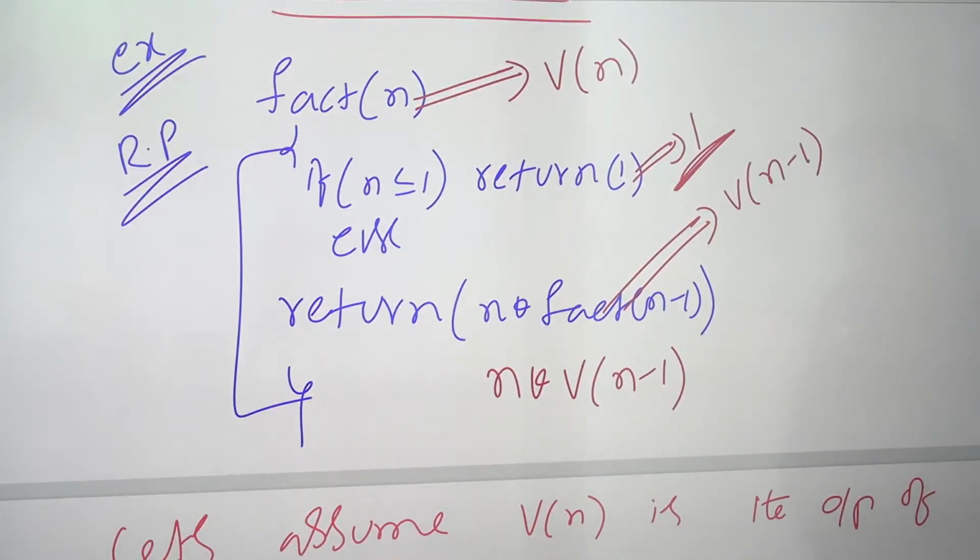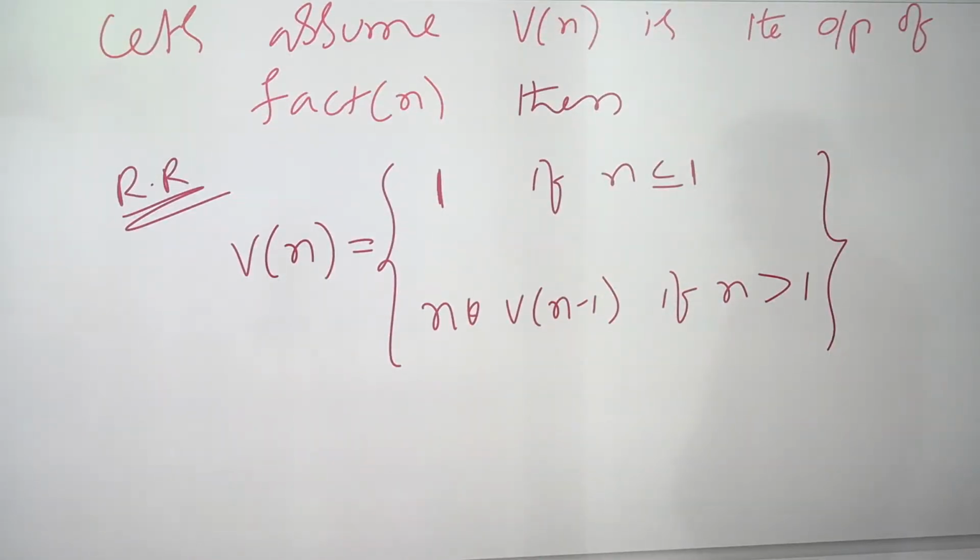Fact of n output is V of n. If you believe, fact of n minus 1 is V of n minus 1. Now if you go inside, n less than or equal to 1, return 1. So the output if n is less than or equal to 1 is 1. Otherwise, n into V of n minus 1. See, same program, whatever way it is there, same way I have written. The only thing is I wrote V. V means value. Value means output. Let's assume V of n is the output of fact of n. Then V of n is equal to 1 if n is less than or equal to 1. Otherwise, n into V of n minus 1 if n is greater than 1.